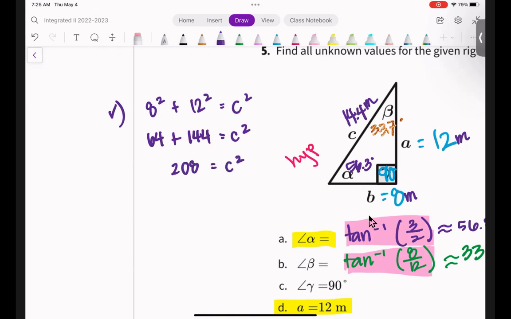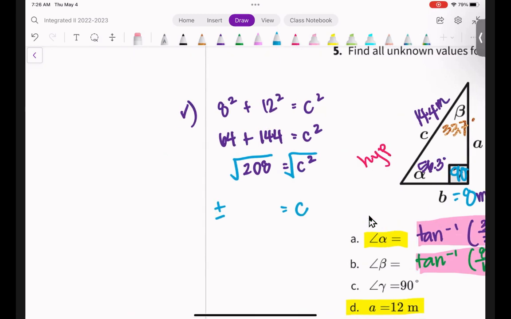And then here, I'm going to square root both sides, and this is plus or minus whatever the answer is, equals C. So remember that whenever you take the square root, you also have to take the plus or minus, because that equation, C squared equals 208, is asking you, hey, what number can I square? And it'll give me 208. And so if you think about it, I can square a positive and I can square a negative, and it would result in a positive. So let me break this down.